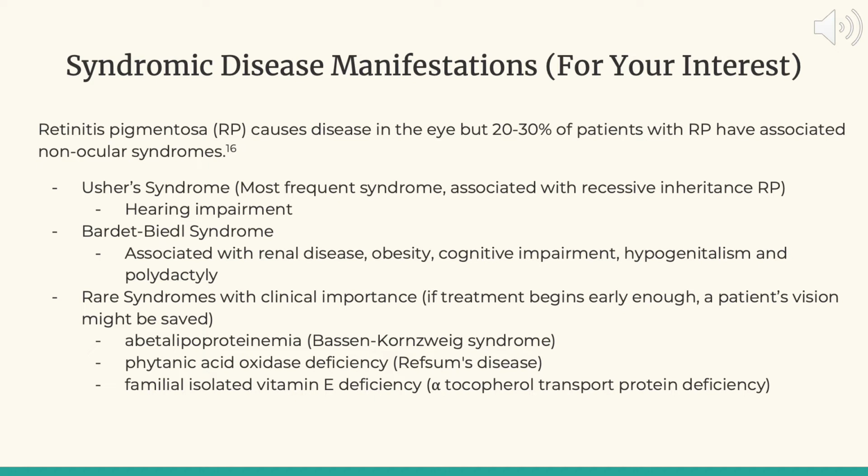So I know that we've talked a lot about non-syndromic RP, which is confined to the eye, but there's also syndromic RP, and it has non-ocular symptoms, and so I've left the most common ones there, and then some rare syndromes with clinical importance, and that means that if you find them and you treat them early enough, you can save a patient's vision, and I thought that it was pretty cool, so I've left it for your interest.